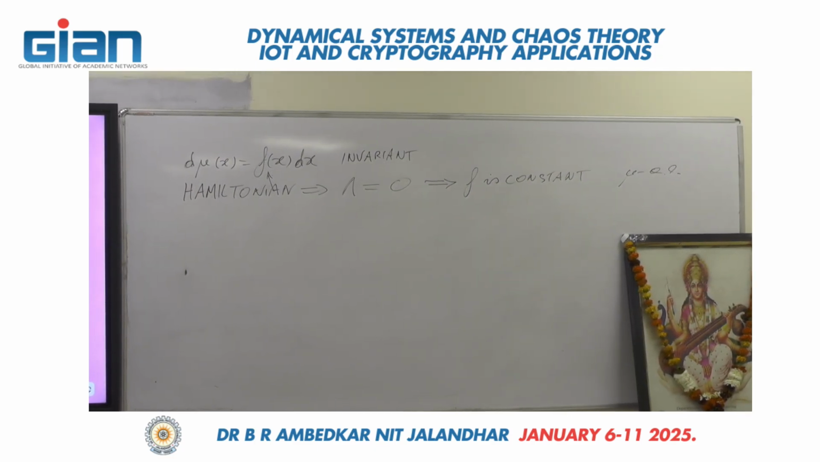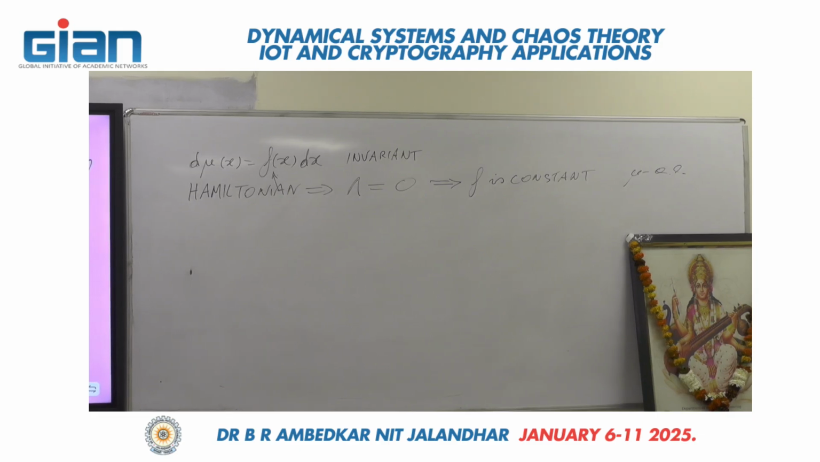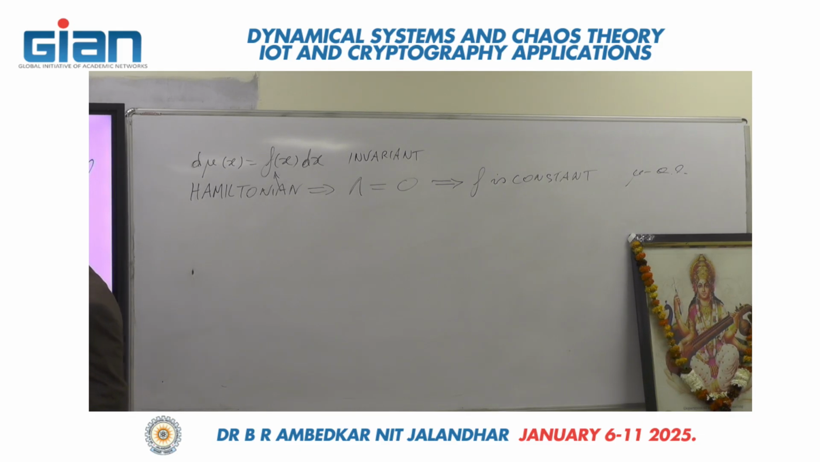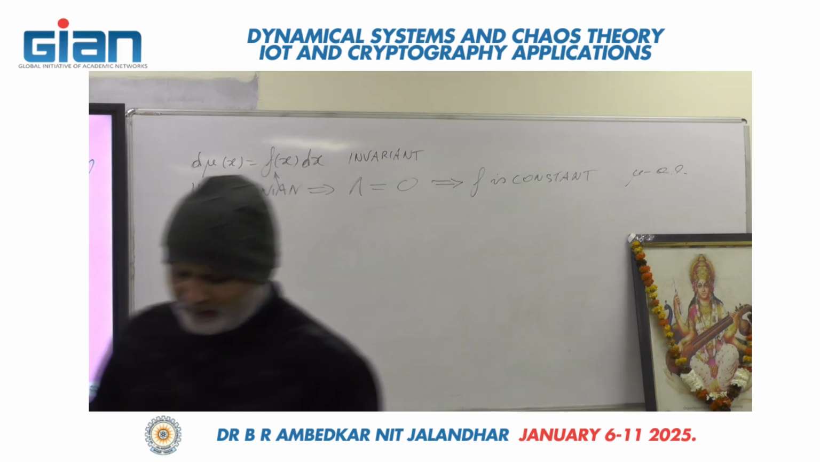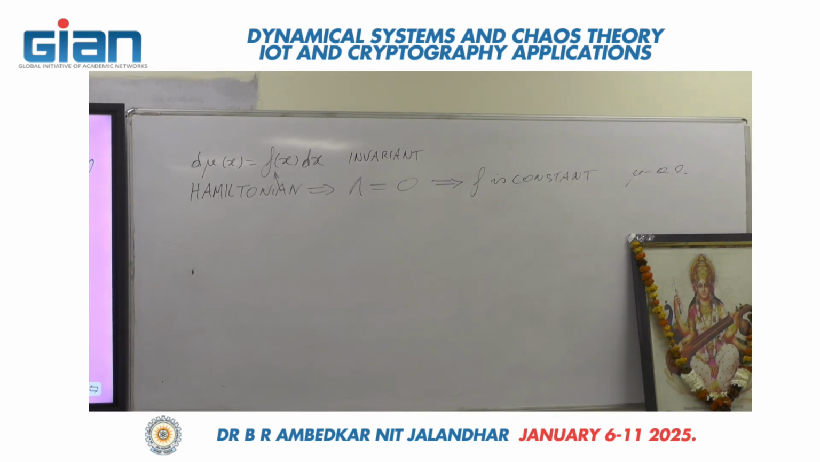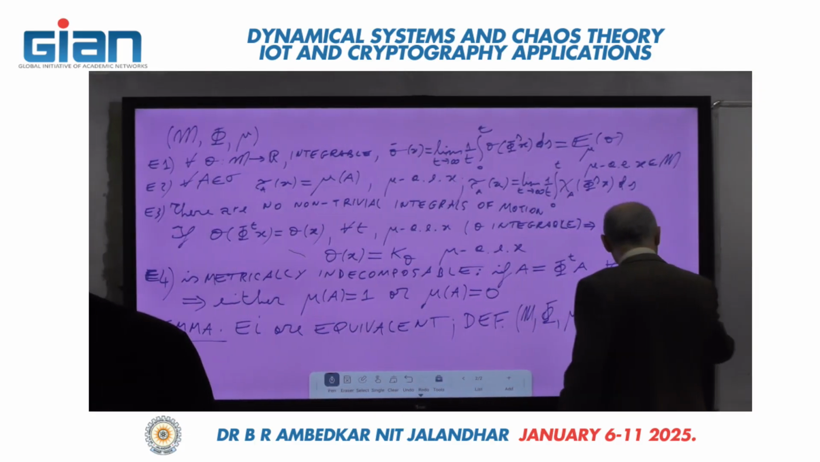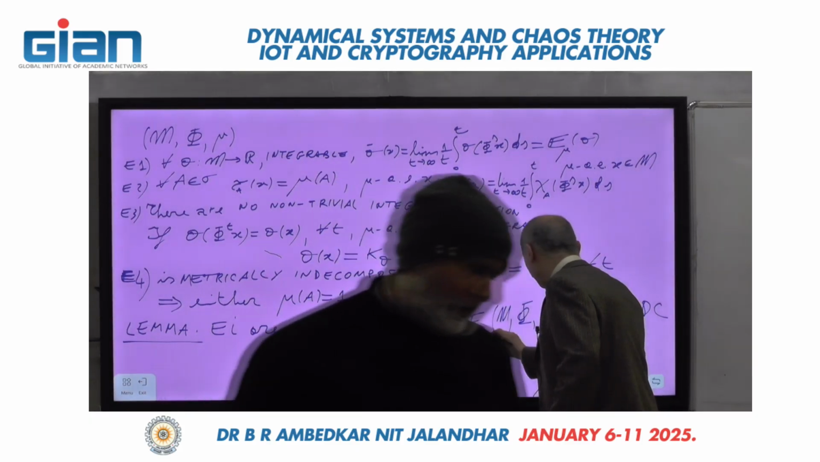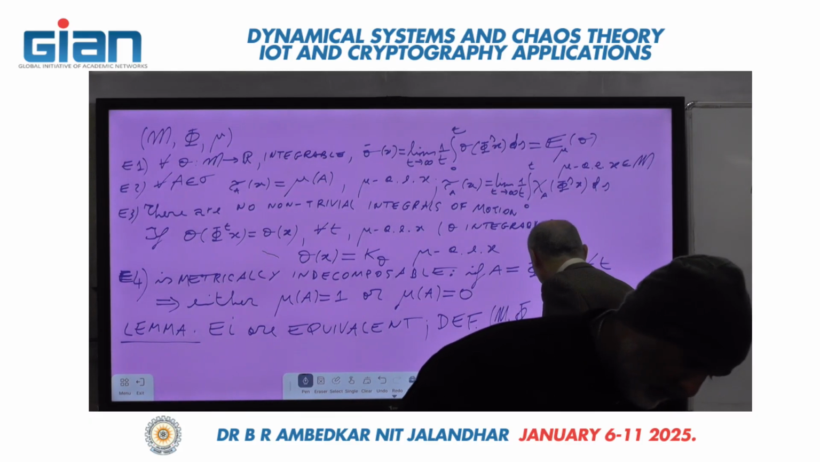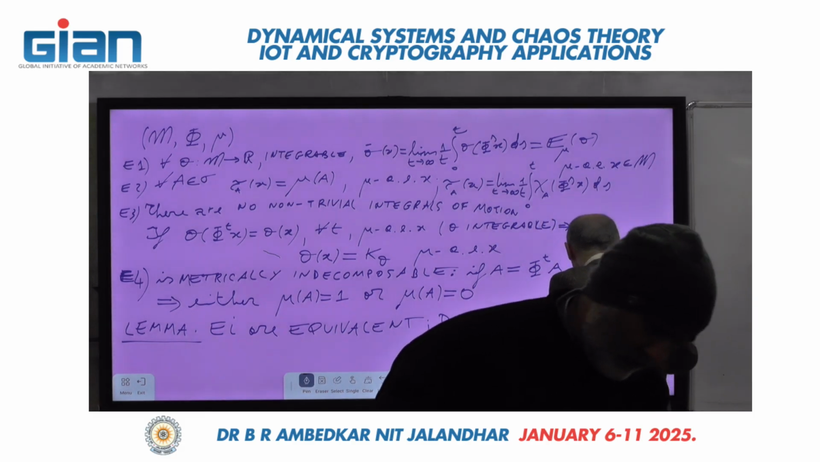Okay, so if your system happens to be ergodic, and it is ergodic if one of these properties is verified, okay? Definition. The system M, phi, mu is ergodic if E_i holds, whichever it is.